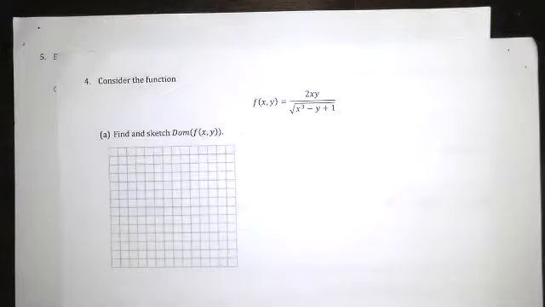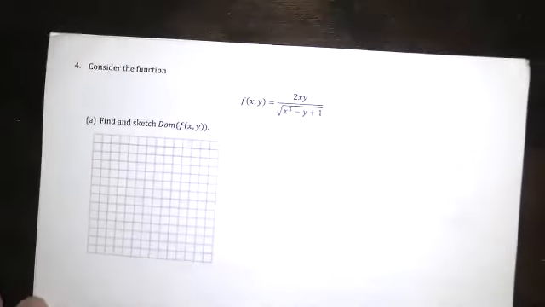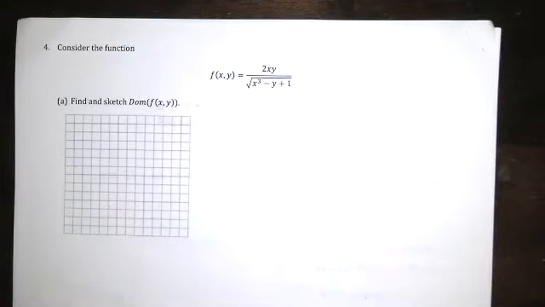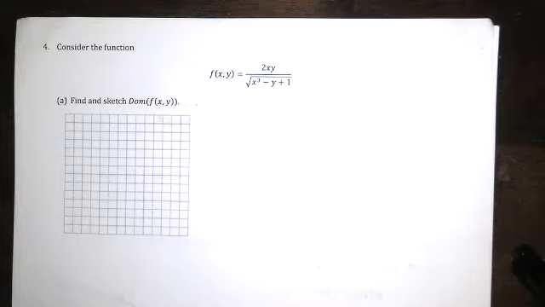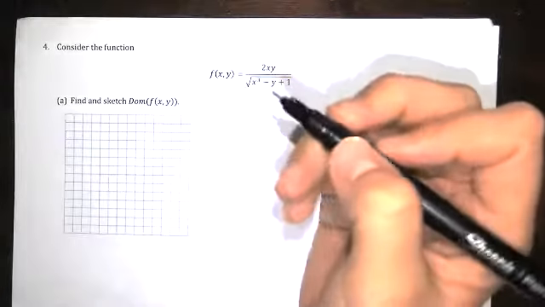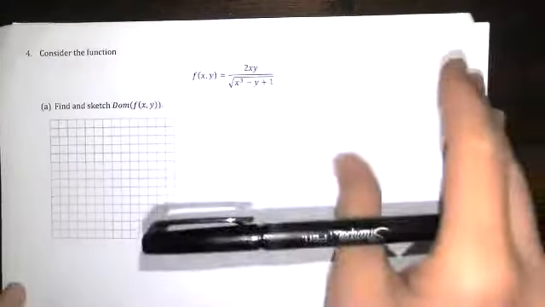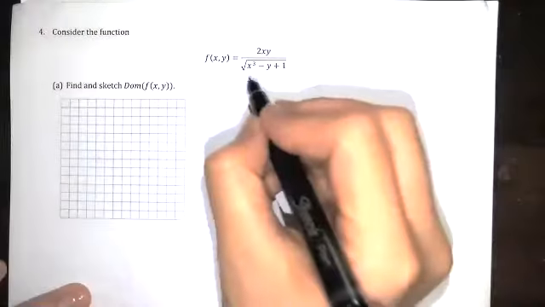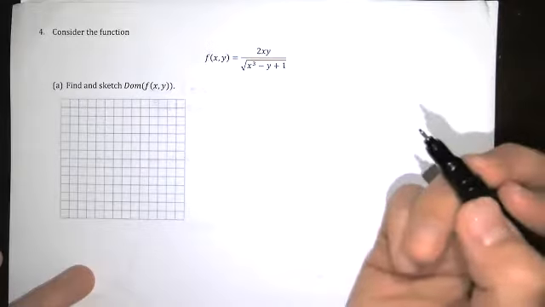Okay. Last question. In visualizing functions of several variables, we've got this function, f of x, y equals 2xy over the square root of x cubed minus y plus 1. We're asked to sketch the domain of the function. Well, we're looking for the same issues with domain. We don't want to divide by 0. We don't want to take even roots of negative numbers. We don't want to take logarithms of negative numbers or 0. I see division. I see an even root.